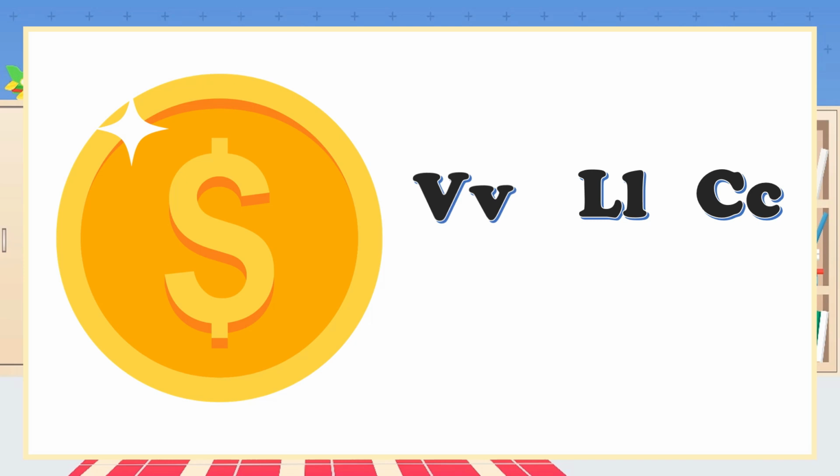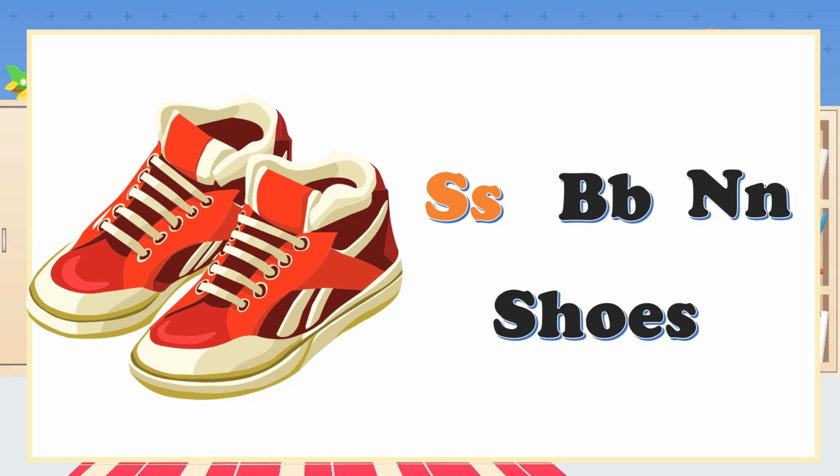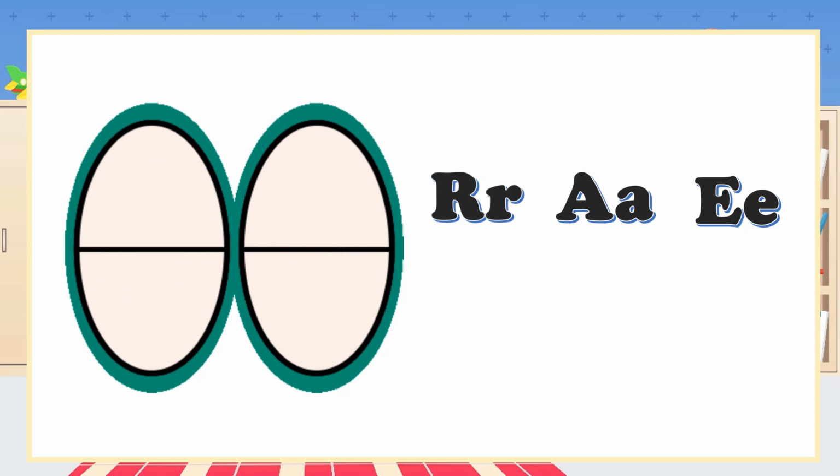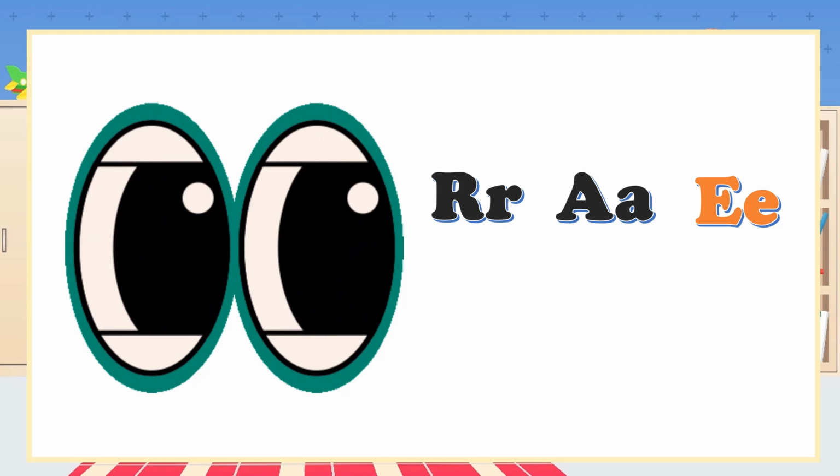Let's have this one. Does this begin with V, L, or C? Correct. C for coin. Let's check this one. Does this begin with S, B, or N? That's right. S for shoes. Let's have this one. Does this begin with R, A, or E? That's right. E for eyes.